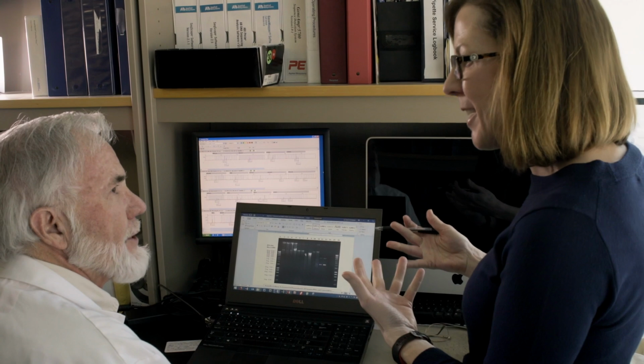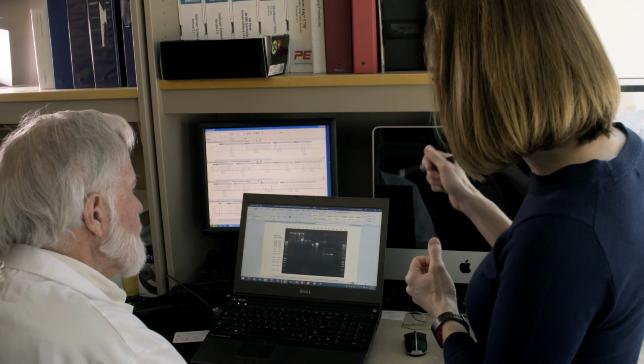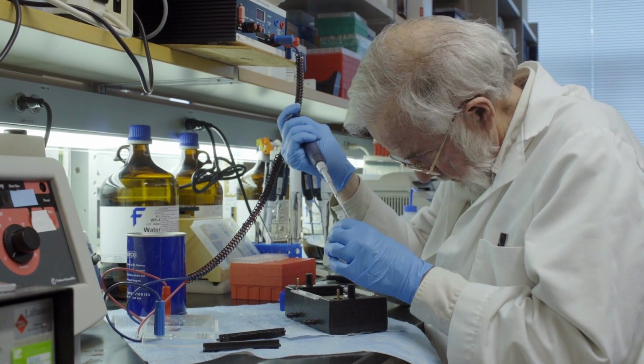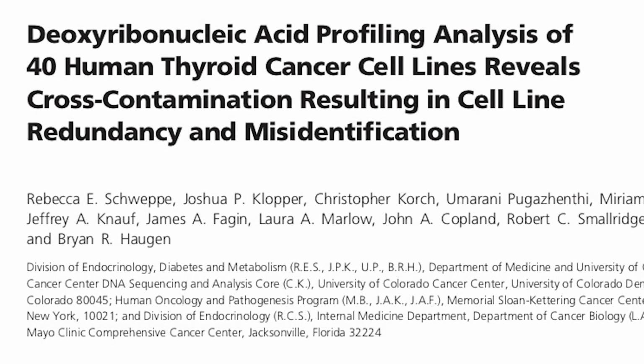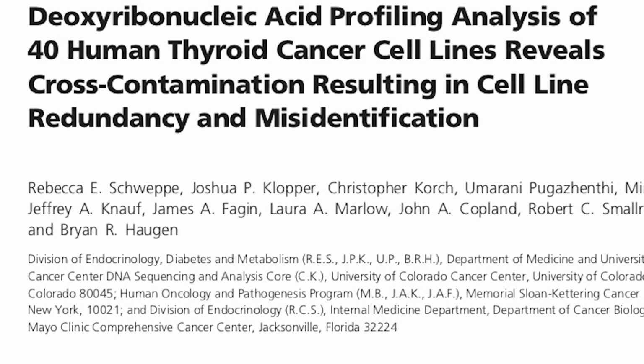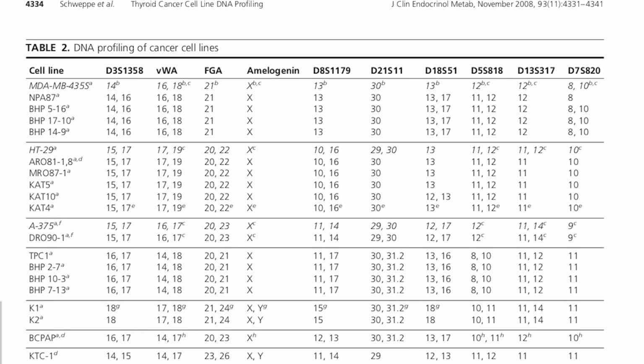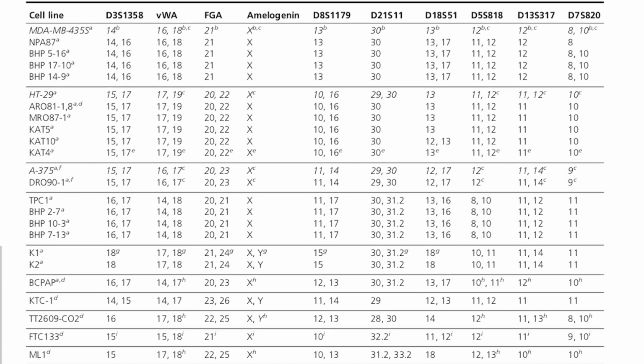What Rebecca noted was that there were a lot of things that were irreproducible, different behavior than they expected from the cell lines. We started to accumulate cell lines and test them for what their identity was. We found that 19 out of 40 of these cell lines that we obtained from around the world were misidentified or redundant with other thyroid cancer cell lines. It was shocking. These thyroid cancer cell lines had been used for the past 20 years.